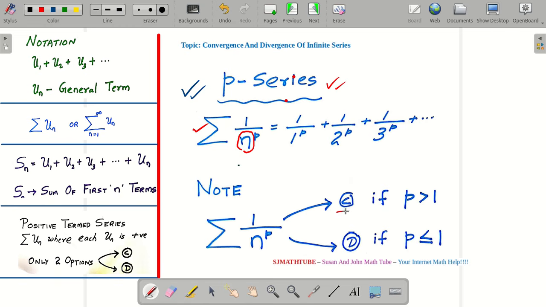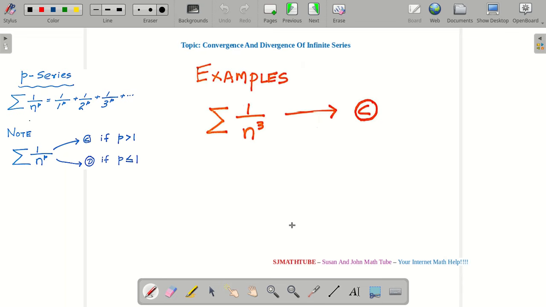And this is more important. Please make sure you note it. Our P series will converge if this p is bigger than 1. You put any number bigger than 1, the series will be convergent. And if you consider any number less than or equal to 1, then the series will be divergent.